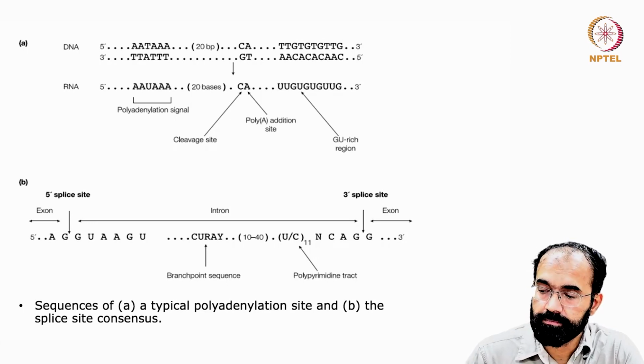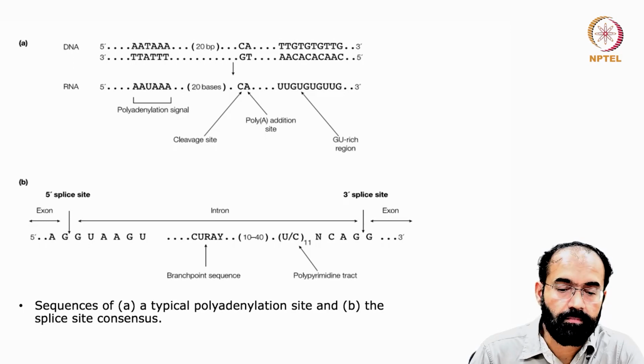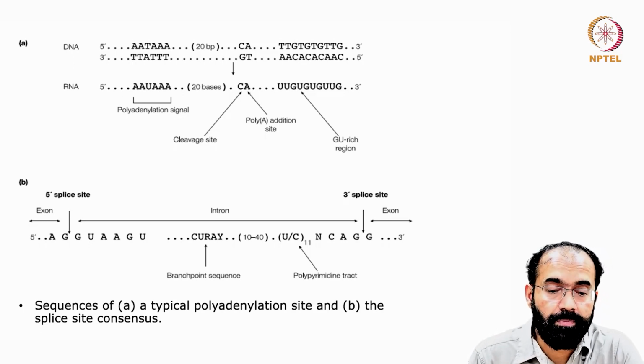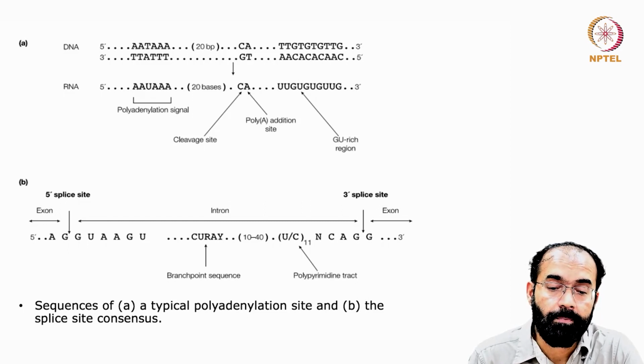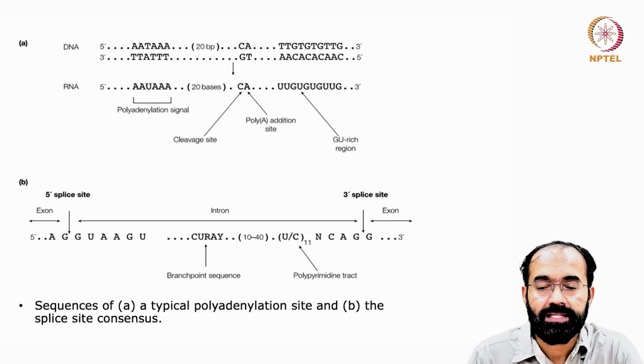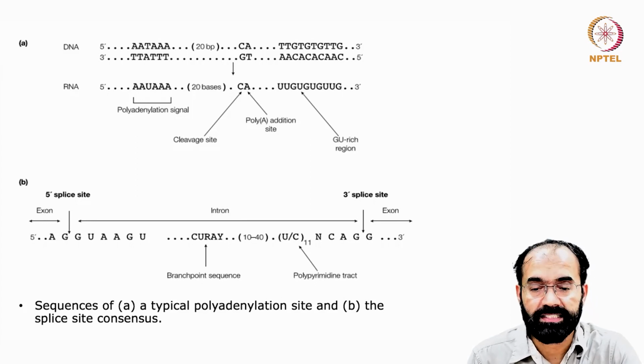And then what happens? You have a polypyrimidine tract, and followed by the polypyrimidine tract you have N, and then CAG, and this intron is ending with AG. So these sequences are very important for the proper functioning of the splicing.